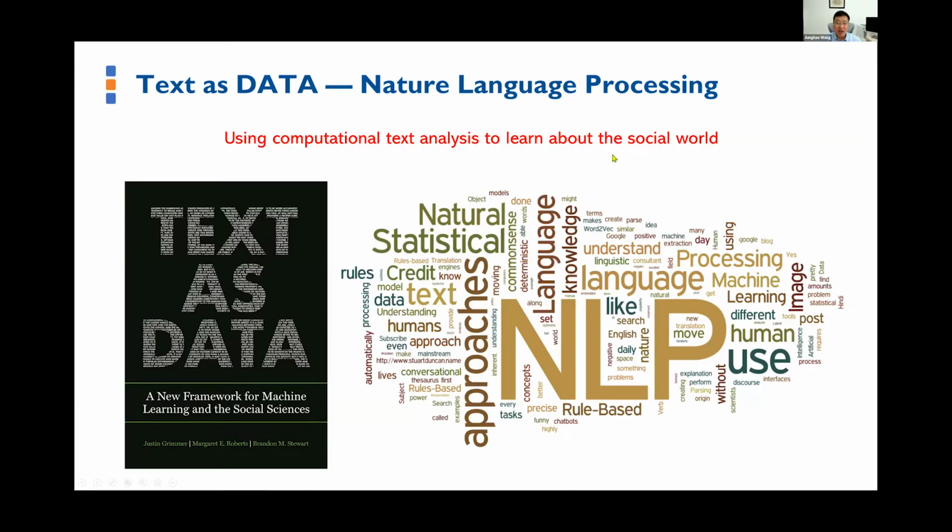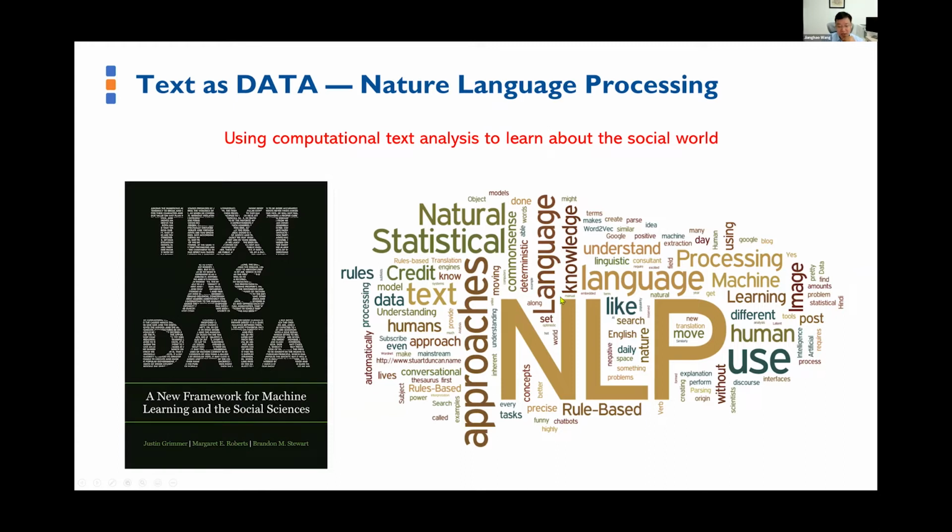Another main technique I use in my study is natural language processing, called NLP. This idea is now very popular in computer science, because recently I just read this book, Text as Data, written by Justin Grimmer. It's a fantastic book that introduces how we can use computational text analysis to learn about our social world.